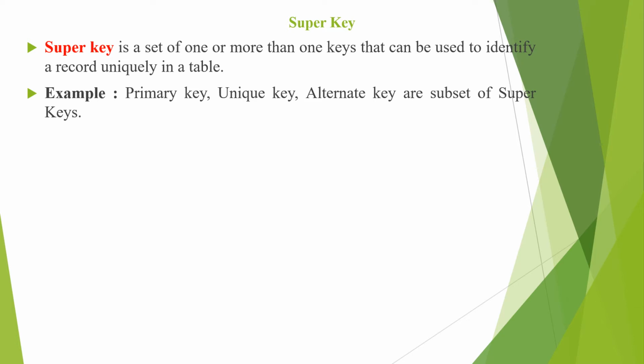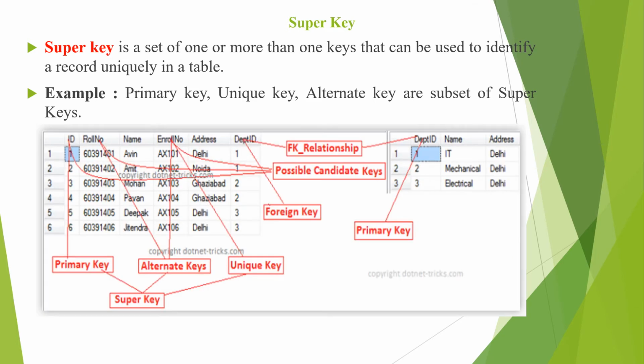Means the super key is also a combination of any one of these, or a combination of more than one key. For example, a primary key can also be a super key, a unique key can also be a super key, an alternate key can also be a super key, but a primary key and unique key together can also be a super key. So two or more keys can also be a super key. Now from this diagram, you can identify what the super key is.